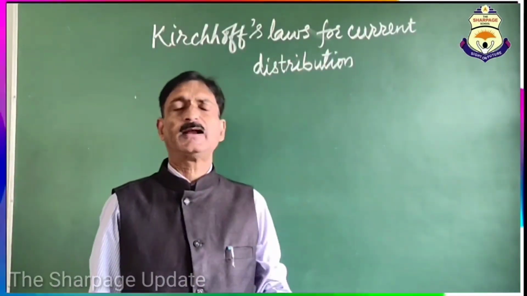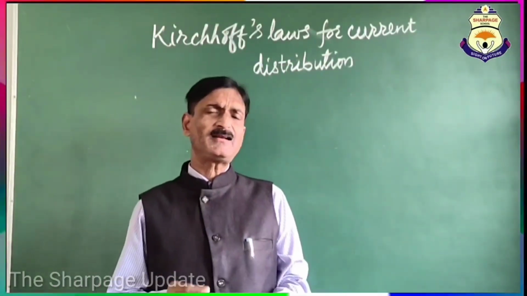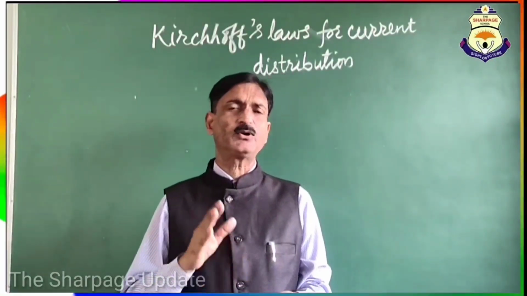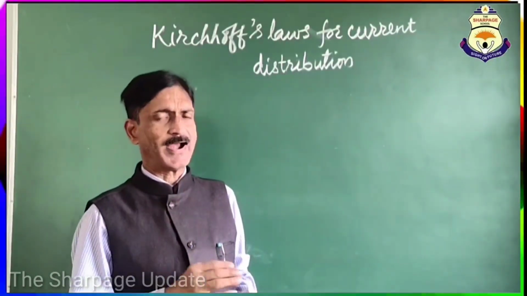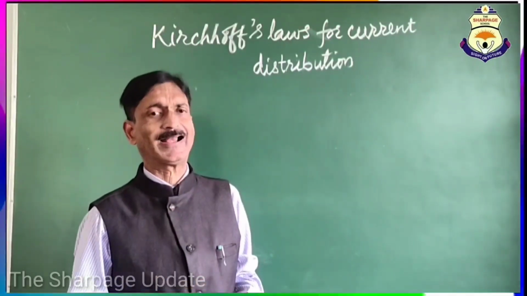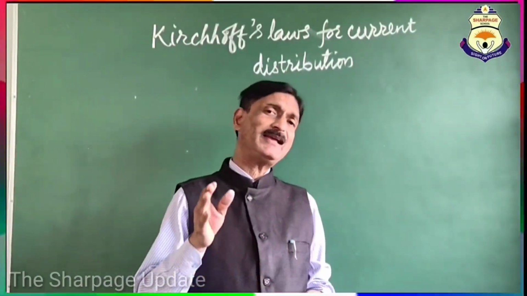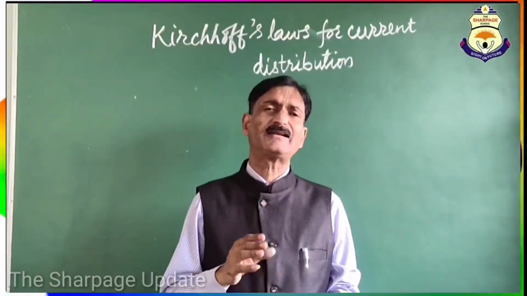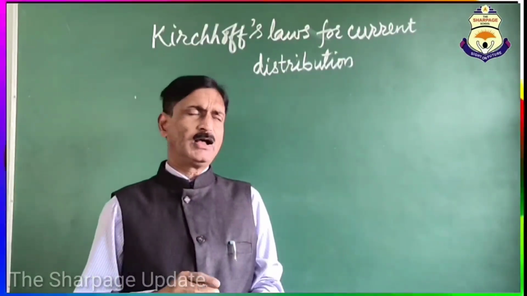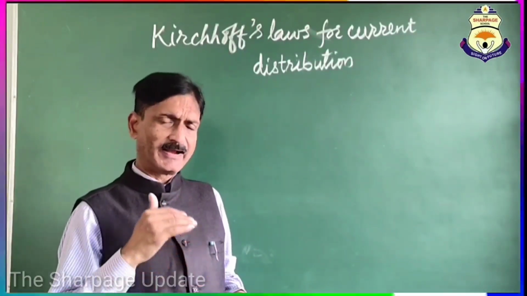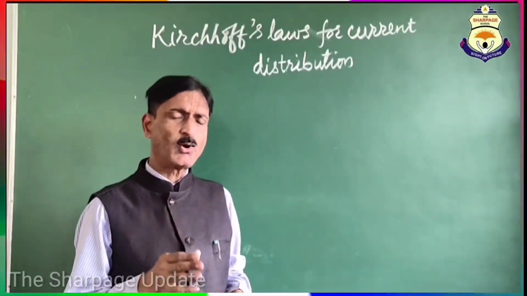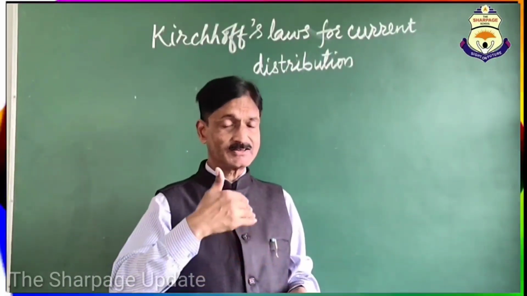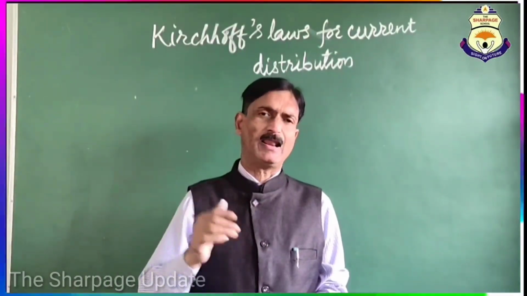Kirchhoff's laws for current distribution. Friends, in 1842, scientist Kirchhoff gave two laws for finding the distribution of current in different conductors in a complicated electrical circuit. The first law given by Kirchhoff is known as Kirchhoff's current law, KCL.